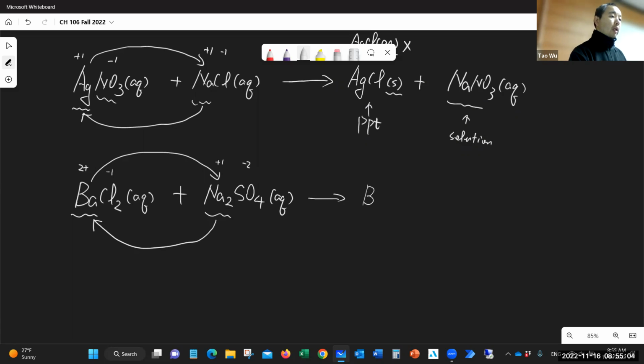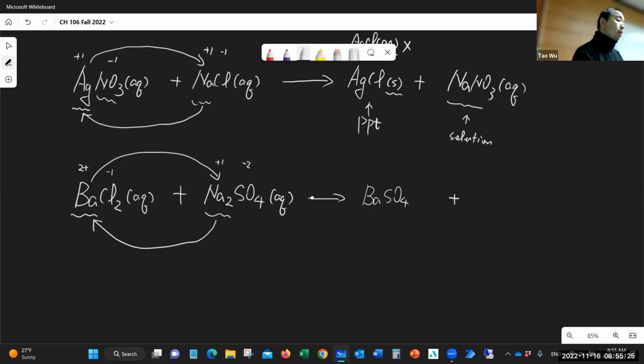Just write BaSO4, right? Don't write Ba2SO42, okay? This is not correct. We try to make this a simplified ratio. So the barium will combine with sulfate, and this is one of the compounds.